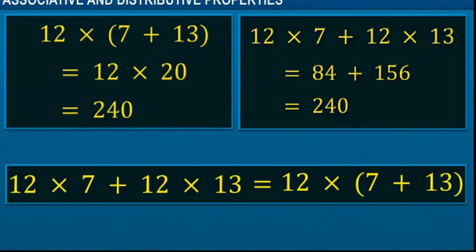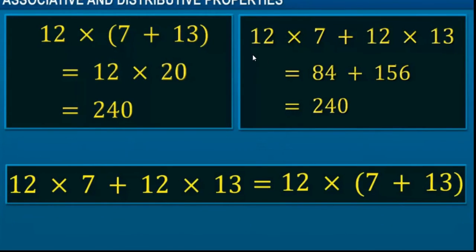Okay, so this is what the distributive property means. If we are taking the sum first, that is 12 into the bracket 7 plus 13, whatever is in the bracket, we will solve first. 7 plus 13 is 20, and 12 into 20 gives us 240.